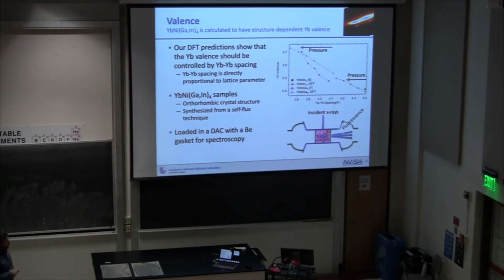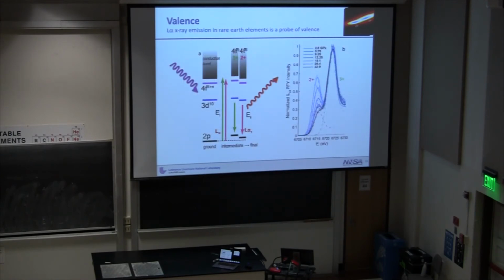We've loaded our material in the sample chamber, and we can then collect the fluorescence coming off the material with a spectrometer, coming out through the beryllium gasket. What we're doing in this particular case is looking at the valence of the ytterbium atom. We have a ground state that we shine a photon into, and we excite a 2p electron out into the conduction band.